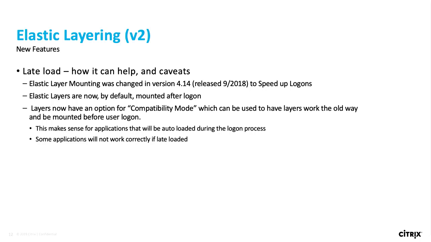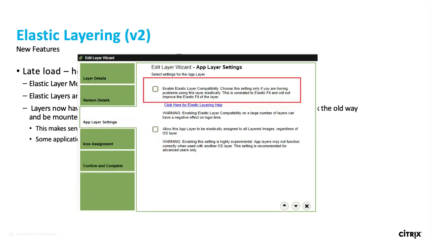That means you really need to test well because some applications might not work with this method. They might have to be mounted before the login to actually work. Anything that's auto-launched, where you have a scheduled task or a logon script that launches it, you need to make sure that it mounts beforehand, and we have a way to do that, which is called compatibility mode. Basically, you edit the layer, you go into the app layering settings, and you click enable compatibility mode, and that will tell it to launch the old way.